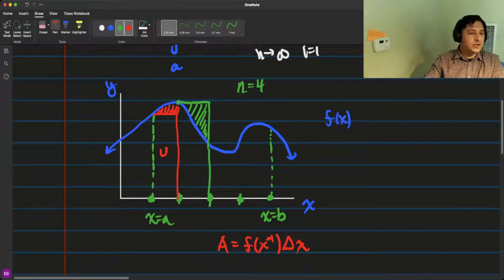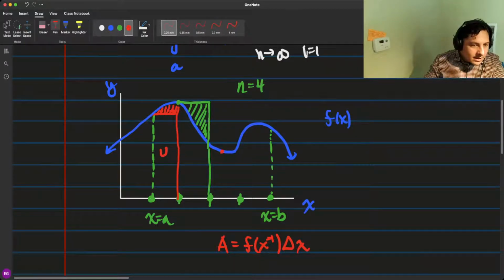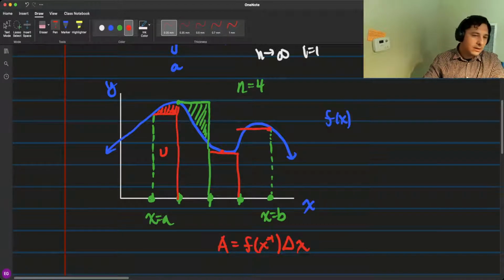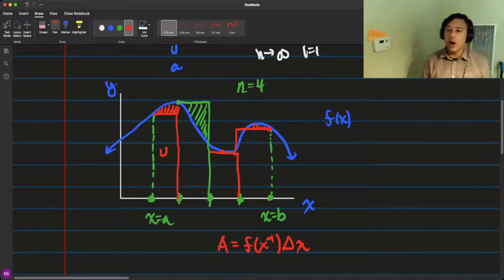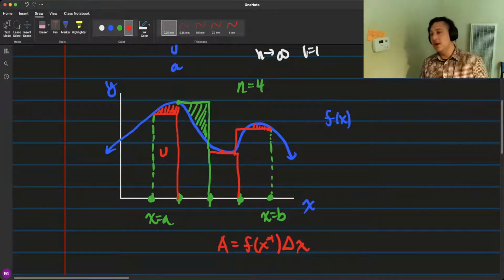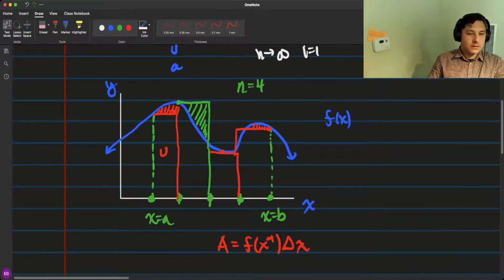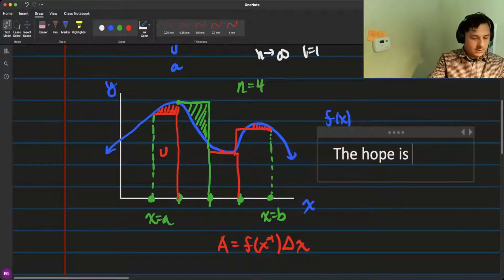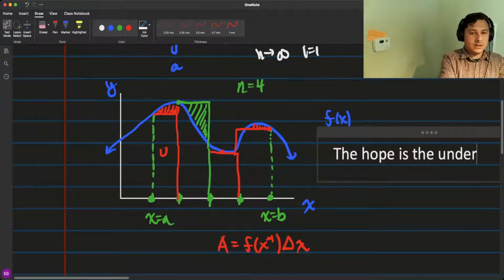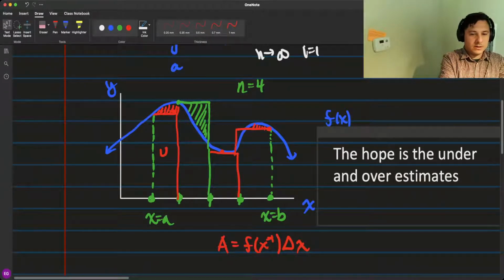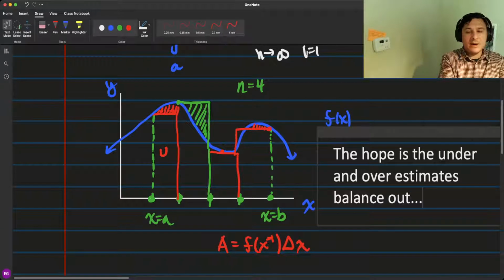Okay, and then you have some other choices. You can choose the midpoint. Usually that's pretty good. But it still looks like it's an underestimate. And you can choose the right endpoint, but in this case, that's an underestimate. Now, the idea here is that you hope that the underestimates and the overestimates balance out, right? Now, as n goes to infinity, what will definitely happen?